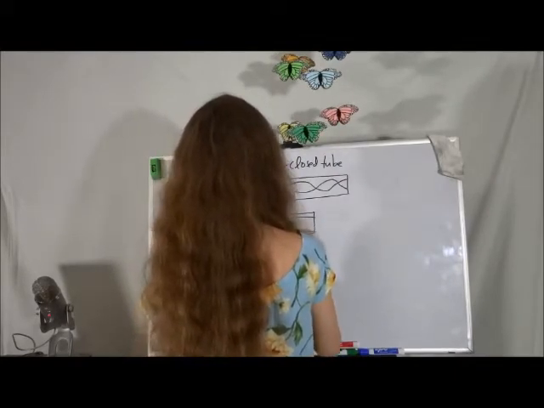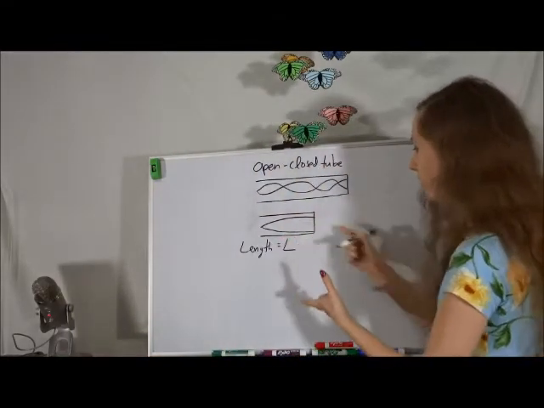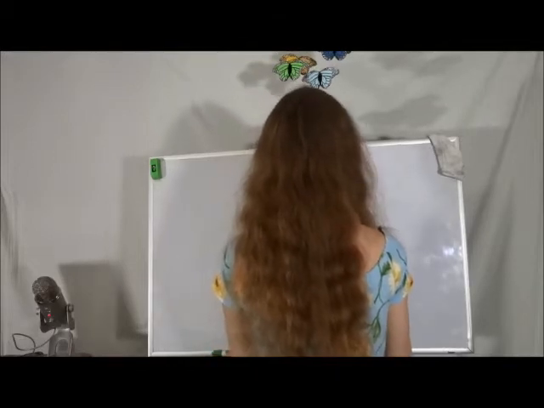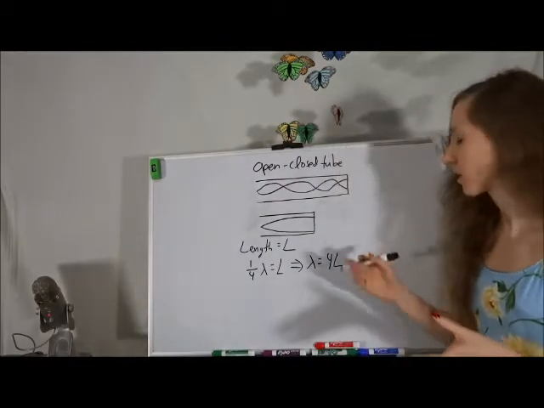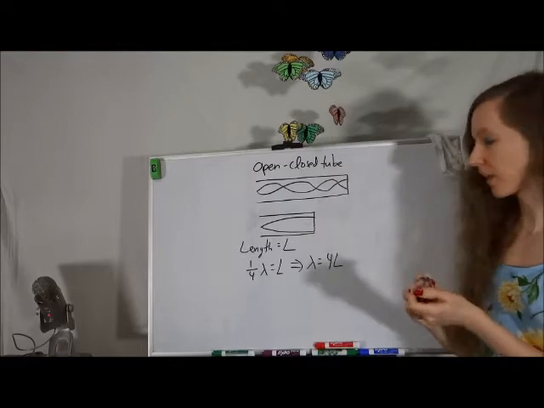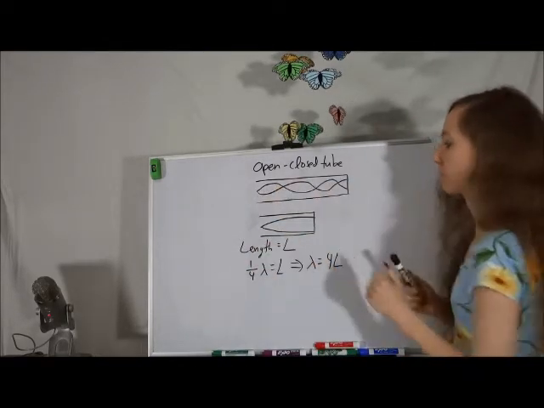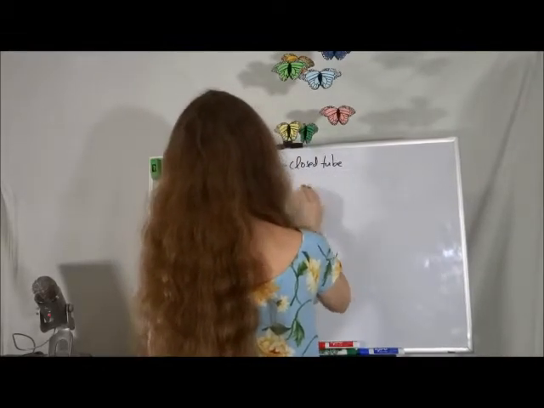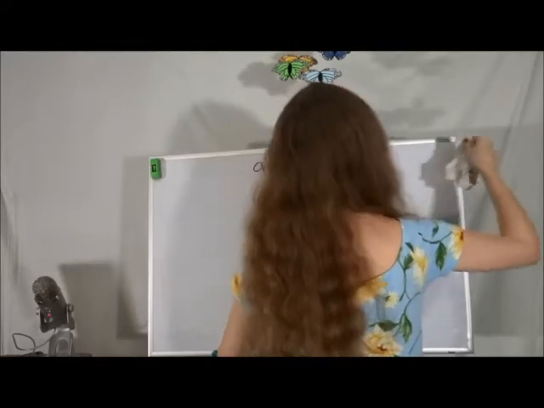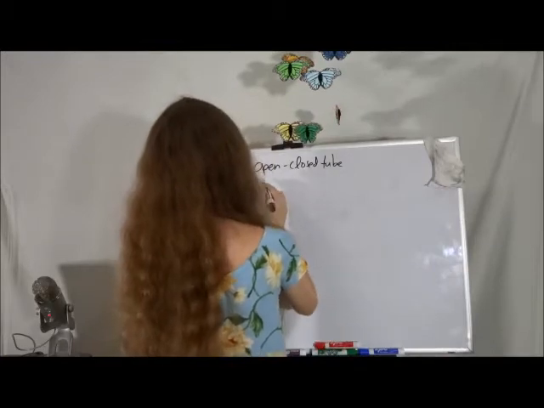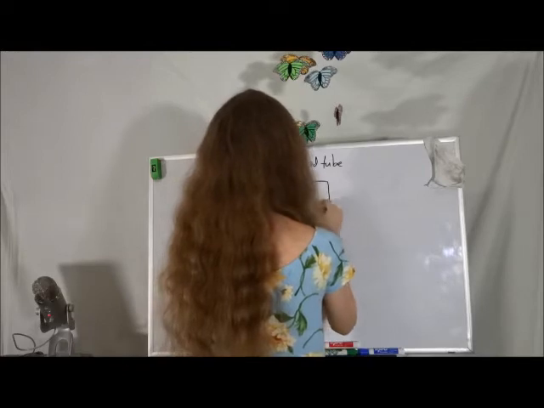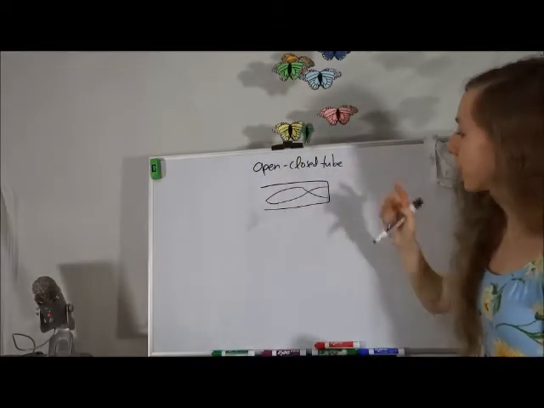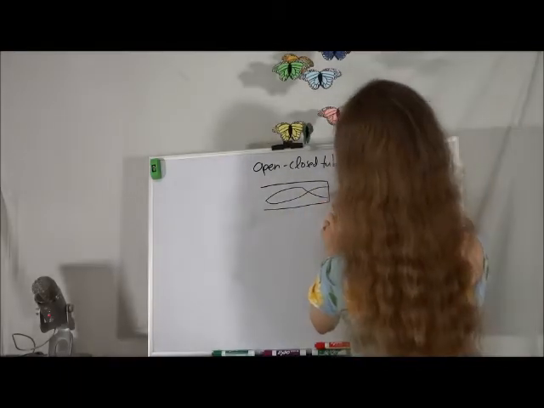So if we have a quarter of a wavelength, then we have 1/4 lambda equals L, which tells us that lambda has to be 4 times our total length L. So that's our smallest case. Now, the next case we could have is if we have a whole half wavelength and then half of a half wavelength. So our next situation would be like this. So that's going to give us 3/4 of a wavelength, because we're kind of just missing this other little bit over here. So we have 3/4 of a wavelength.